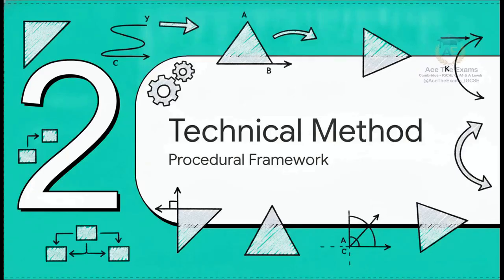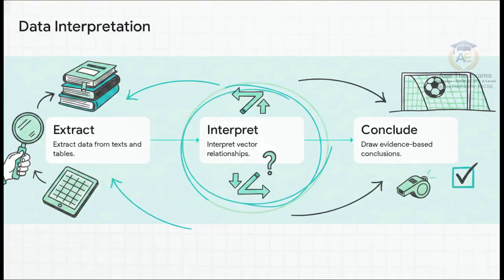Section 2, Technical Methodology. Let's get into the procedural framework. In Cambridge math exams, writing down your final answer is just the ball crossing the goal line. Sure, it looks great, but the method marks are the spectacular, strategic build-up play that actually gets you there. Marks in this specific section are highly dependent on your procedural framework.